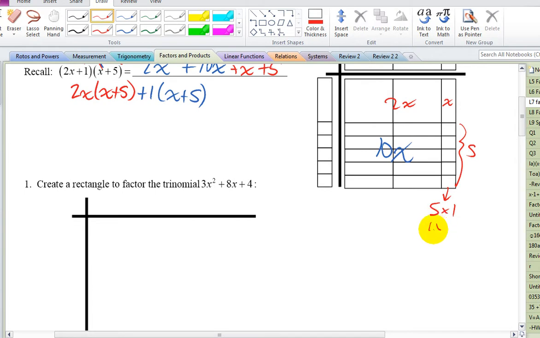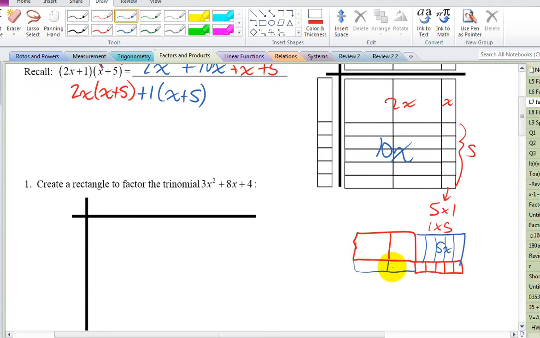Imagine it was a 1 by 5 arrangement. Now I'm just going to draw a 1 by 5 arrangement. Here's 1. Here's 5. 1, 2, 3, 4, 5. How many x's would we get here? We get 5 x's. How many x's would we get here? 2 x's. Okay, altogether, we have different numbers of x's.